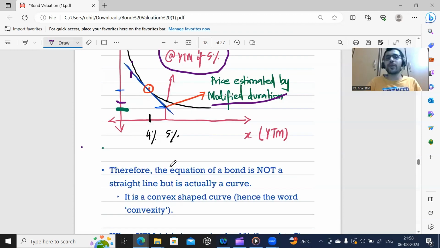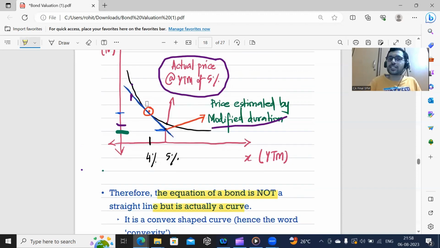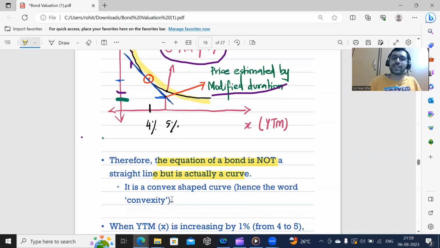But before we go over there, let's quickly go through the notes. We have seen that the price-yield relationship of a bond is not a straight line, but a curve. And this curve is a convex shaped curve, and that is the reason we have used the word convexity. In your science of 7th or 6th class, you might have learned two shapes: convex and concave. This is a convex curve, and therefore we have got the word convexity.